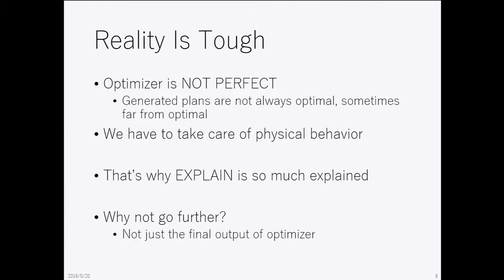But our reality is tough, and as everybody here understands, query optimizer is not perfect, and sometimes it's far from perfect. So query optimization is inherently difficult problem. It's theoretically difficult to perfectly solve this problem, and it's also practically difficult to implement. So in relational database systems, although a large part of physical aspects is black boxed, users still need to take care of physical behavior of database system. So this is why explain is so much explained all around the world.